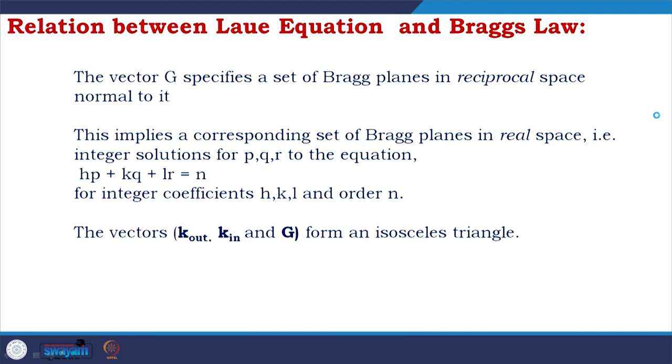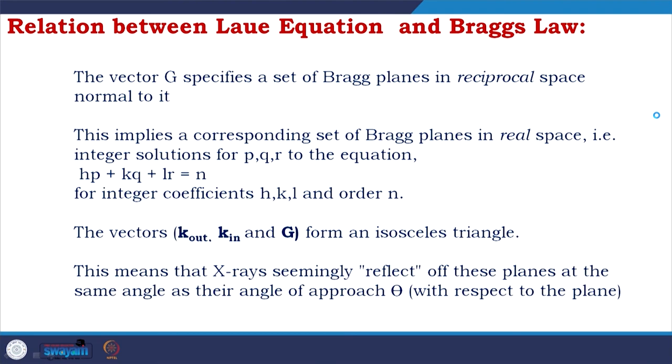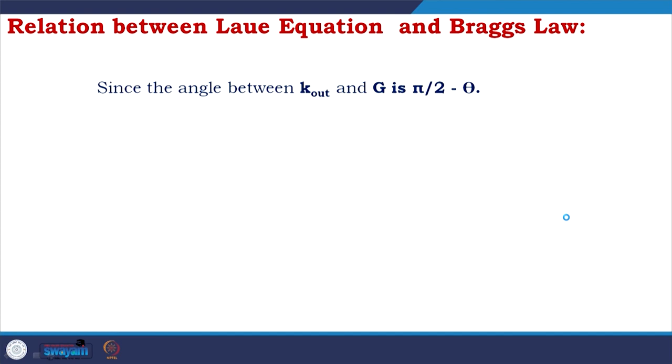Now the vectors k out, k in and G will form an isosceles triangle, and isosceles triangle means two sides are equal. This means that X-rays seemingly reflect off these planes at the same angle as their angle of approach theta with respect to the plane. Since the angle between k out and G is pi by 2 minus theta, this implies that k out dot G equals the absolute value of k out times the absolute value of G times sin theta.